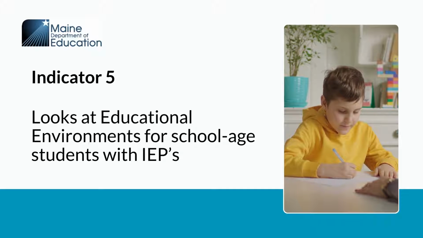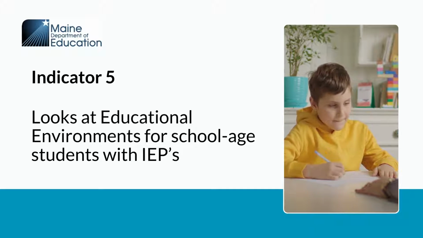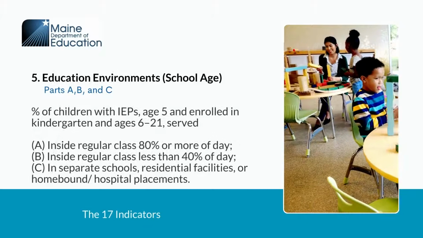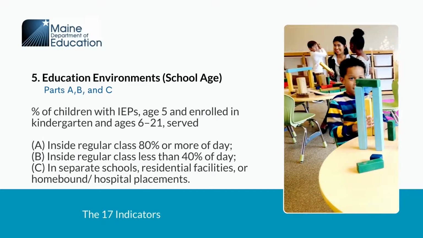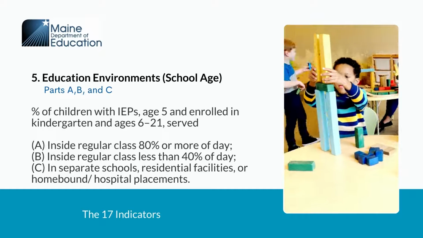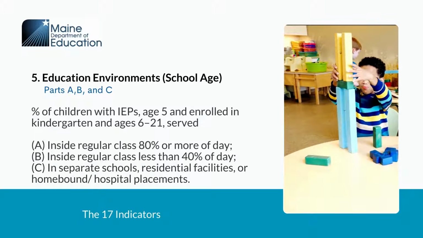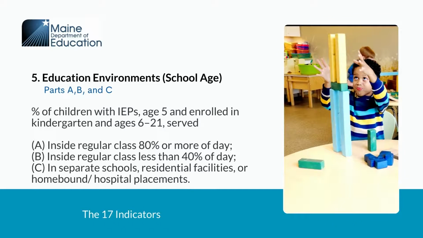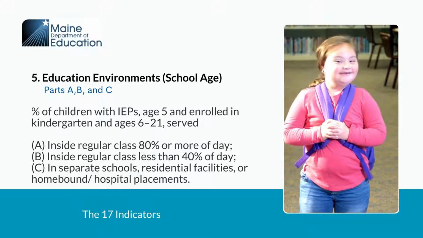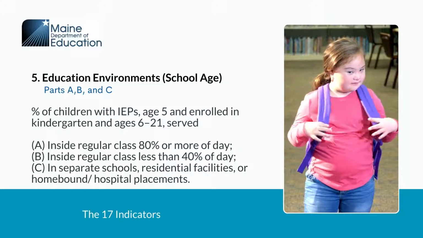There are also occasions where students may be placed outside of their community school at a special purpose private school to receive their education. There are 3 groups for this indicator. 5A is the percentage of students educated inside the regular classroom over 80% of the day. 5B is the percentage of students educated inside the regular classroom less than 40% of the day. And 5C is the percentage of students educated in separate schools or other facilities.